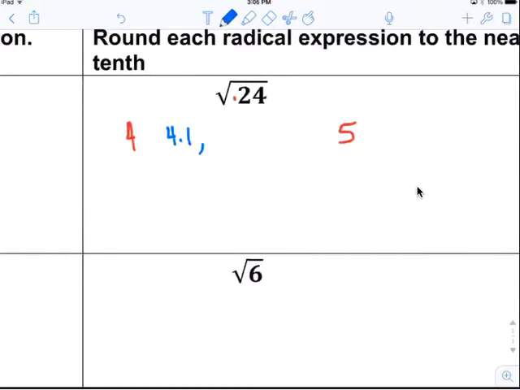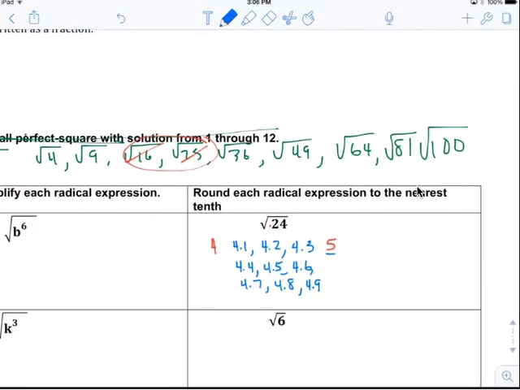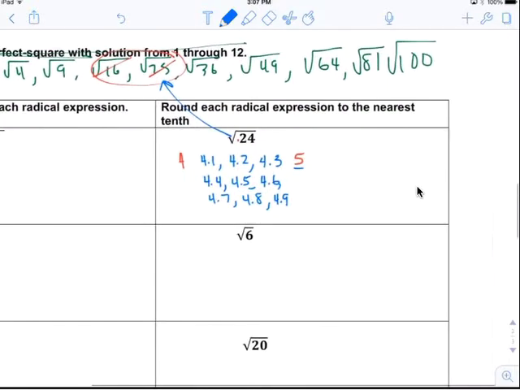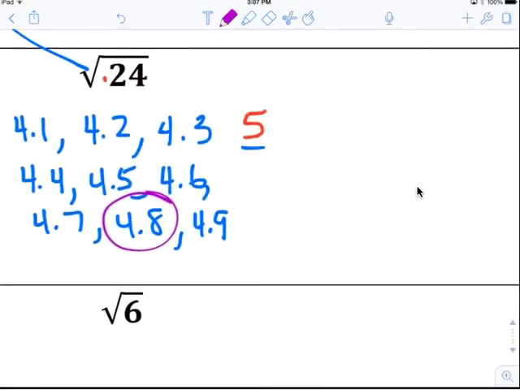4.1, 4.2, 4.3, 4.4, 4.5, 4.6, 4.7, 4.8, 4.9, and the next number is 5. The square root of 24 is very close to 25, so I'm going to choose close to 25. Let's choose, I will be smart, right? We'll choose this one, not too very close, 4.8.